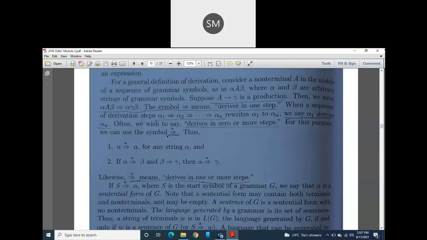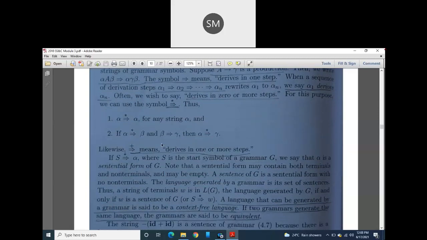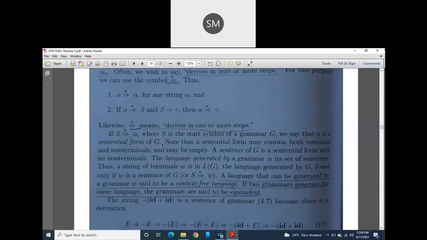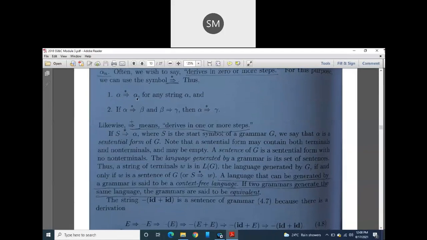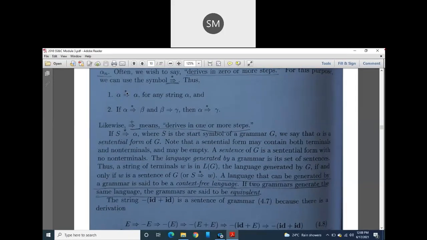So how can we denote it? By using this symbol, that is the double arrow mark with a star on top of it. If you write a star, it says that alpha 1 derives alpha n in 0 or more steps, because star is nothing but 0 or more, right? So alpha is deriving alpha by using 0 or more steps.